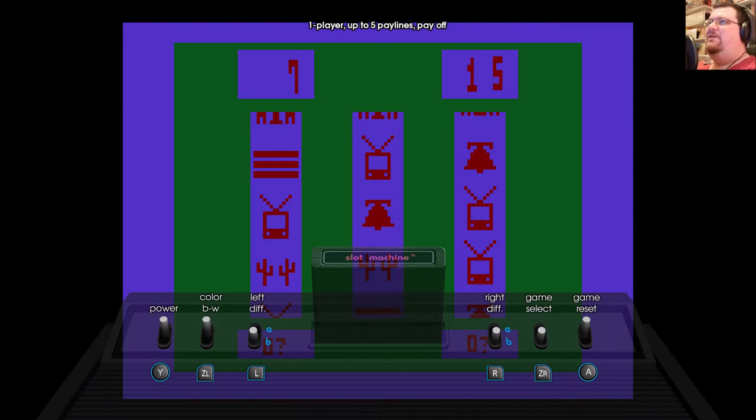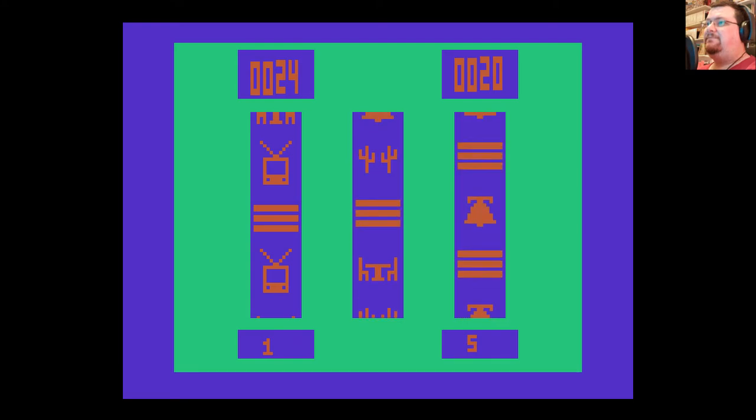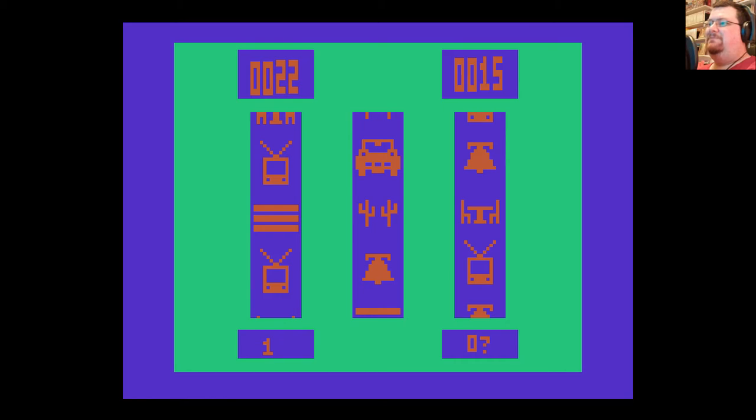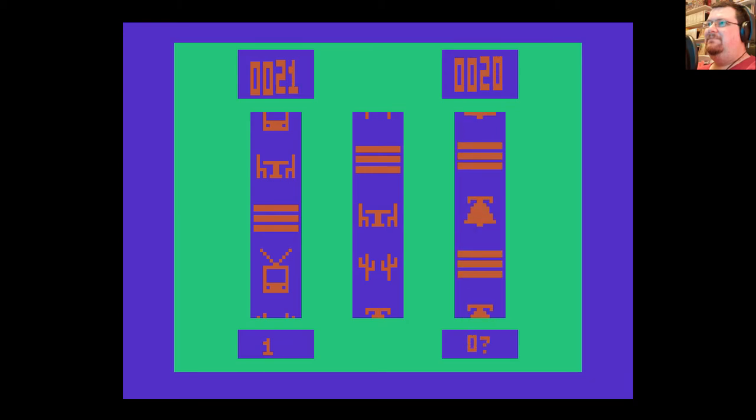Two player center payline payoff, and one player up to five paylines payoff. In theory, this is the one where you're most likely to win something. So let's play this one, I guess. Nope. Nope. Oh, I won something. From what? Two chairs, maybe? Hard to say. It doesn't actually tell you which line you won on either, which is troublesome.